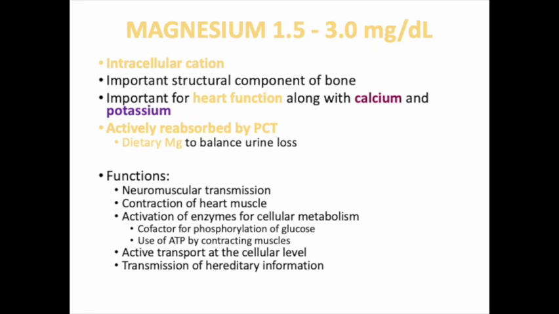Magnesium is an intracellular cation. It's second to potassium. Only about 60% is stored in the muscle and bone, and 30% is actually in the cells. Again, another important structural component of the bone, and very important in our heart function, along with our calcium and our potassium. It is being actively reabsorbed by the proximal convoluted tubules, and the dietary magnesium is being reabsorbed there to balance our urine loss.